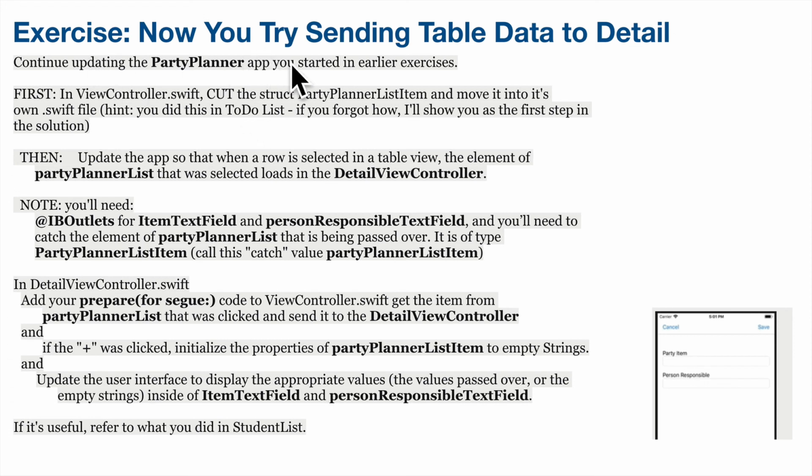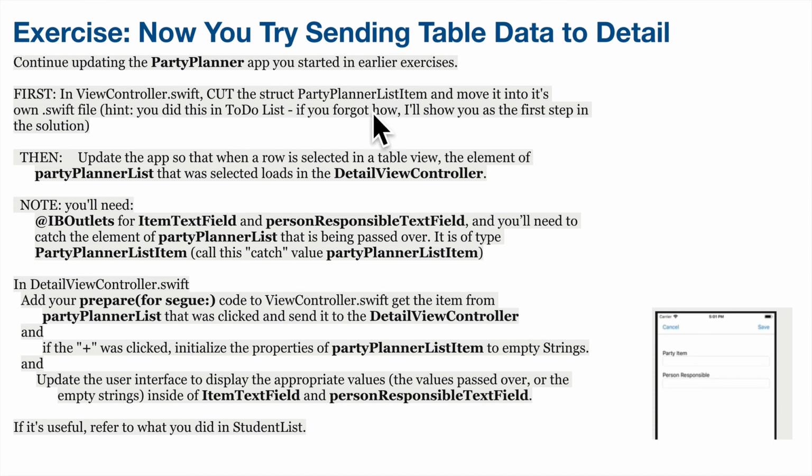Now it's your turn. Now continue updating your party planner, and the first thing that you need to do is in viewcontroller.swift, you want to cut out the struct party planner list item and move it into its own Swift file. You want to cut it out, not just copy it.